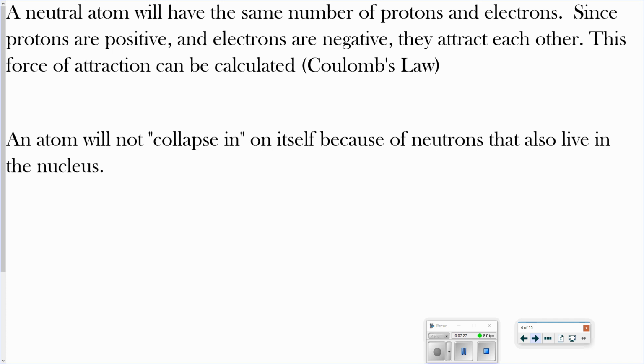It's interesting to think, if I've got this atom, and I've got an electron out here, and a proton in the center, and they attract each other, you'd think that the whole atom would collapse in on itself and combust, because those two charges are attracted to each other and the atom would implode. That does not happen because of the presence of a neutron. Neutrons are like Switzerland. Neutrons live in the nucleus with the protons, and they act kind of like a bodyguard to keep the protons away from the electrons. Neutrons are exactly as they sound, neutral. They have no charge.